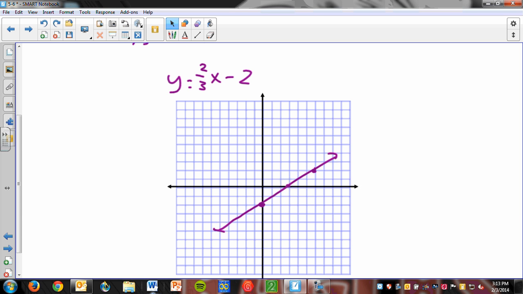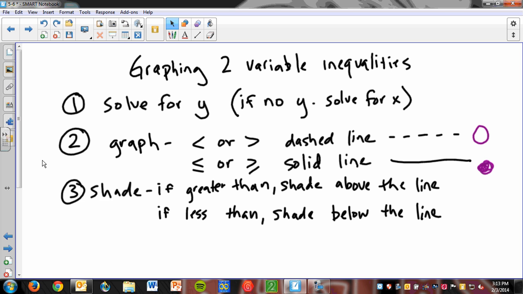We're combining these two ideas. We're going to graph a two-variable inequality. So step 1, you need to solve for y. Make it look as close to y equals mx plus b as you can. If there is no y, we solve for x. If there is no x, then y will just be by itself. So if we have y with no x, it's a horizontal line. X with no y, it'll be a straight up and down line. So we solve and get y by itself on one side of the inequality.